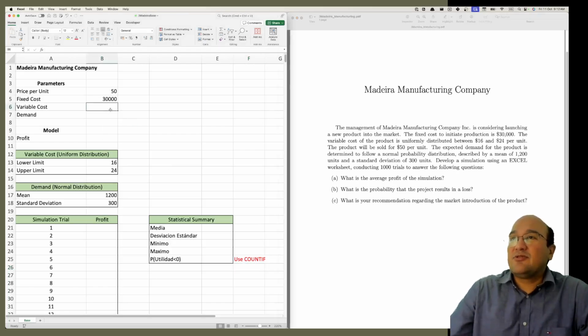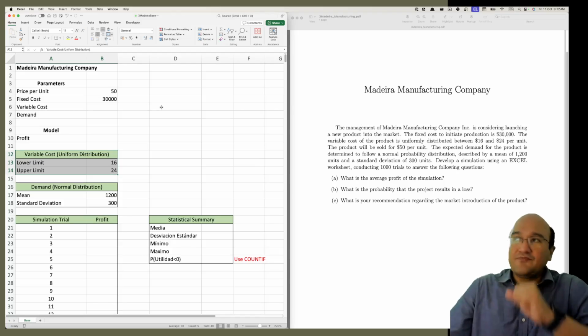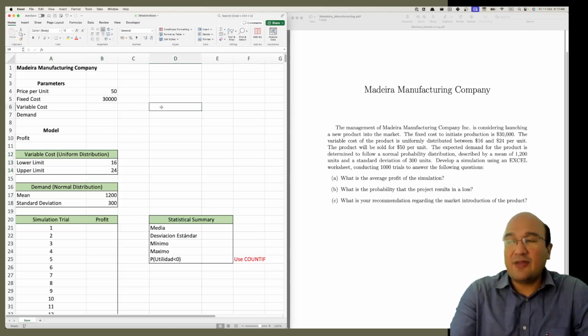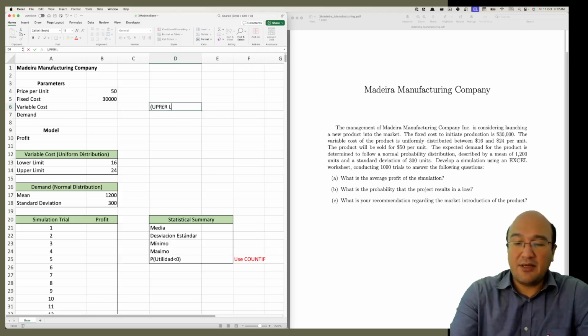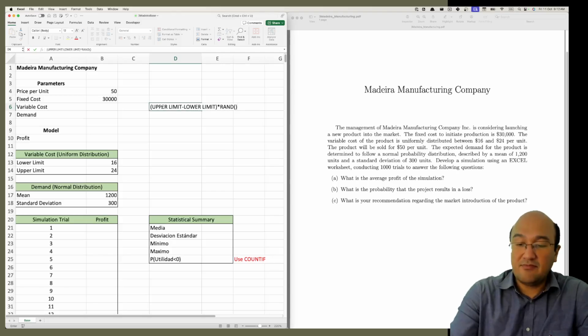Okay, so first we're going to generate the random number for the variable cost. We know that's a uniform distribution between 16 and 24. How do we generate a random number with a uniform distribution? Well, we can use this formula. Upper limit minus lower limit, times random, plus lower limit.